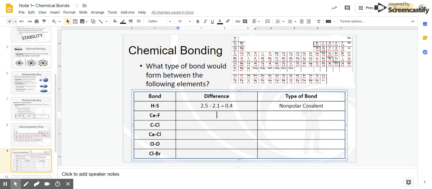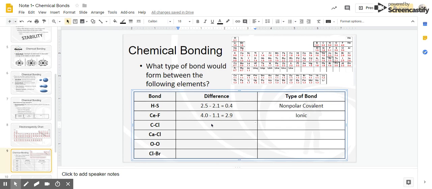Okay, let's try another one. So Ce and F. F is way up here. Fluorine has the highest value of 4. We're going to subtract Ce, which is way down here in the other corner, at 1.1. Now if we subtract those two on our calculator, 4 minus 1.1, we get 2.9. So this one is above 2, so that makes it ionic.